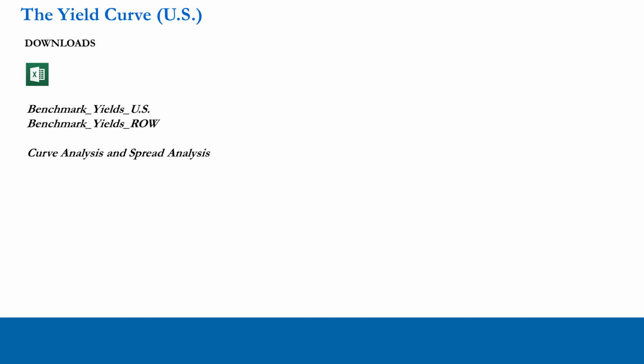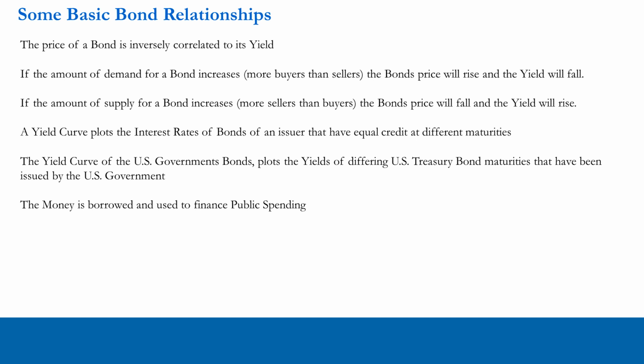But first, let's talk about some basic bond relationships. Firstly, and this should have started to become quite obvious to you at this stage, the price of a bond is inversely correlated to its yield. So if demand for bonds increases, so there's more buyers than sellers, the bond's price will rise and the yield of that bond will fall. And the reverse is true. If the supply of a bond increases, we have more sellers than buyers, the bond's price is going to fall and the yield will rise.